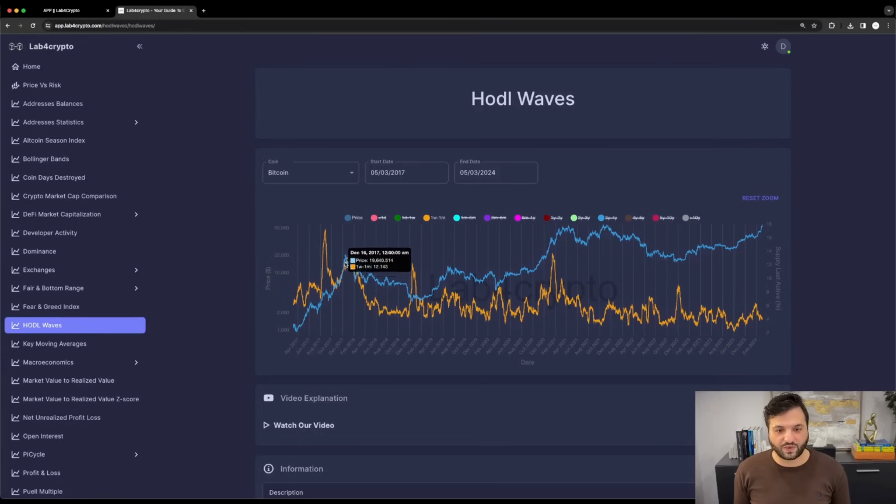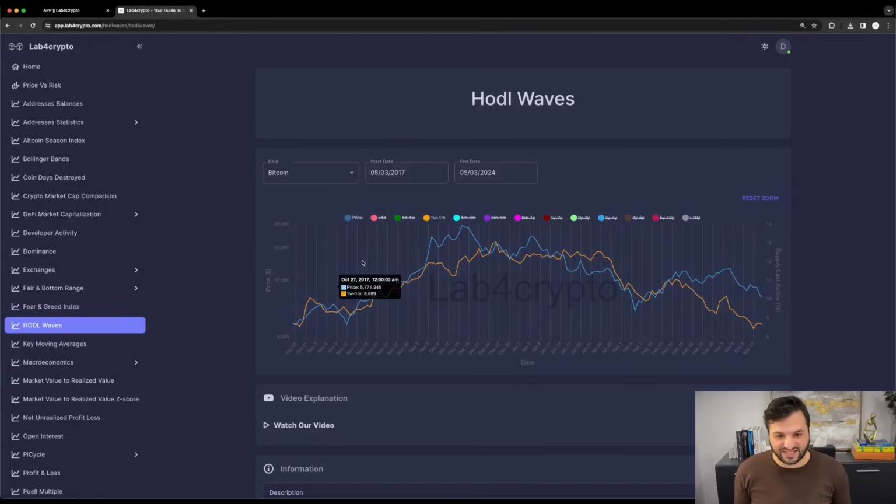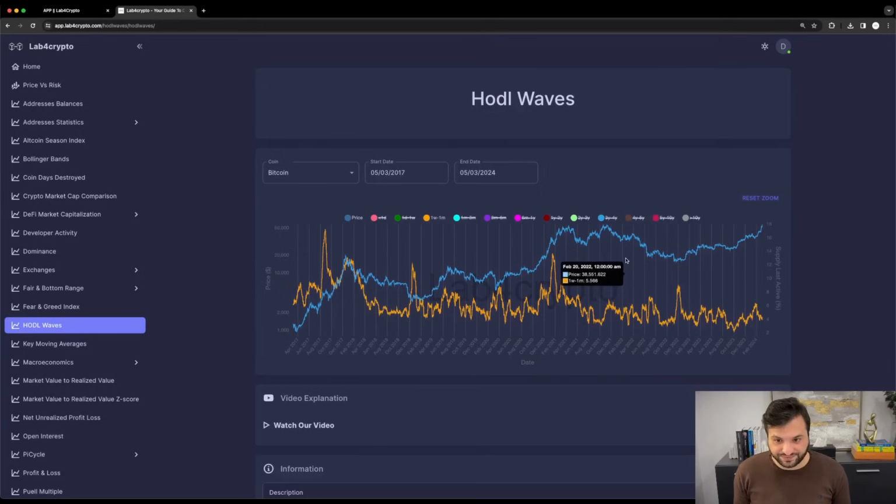For example, if we see the orange line on the previous all-time high of Bitcoin in 2017, you will see that people usually enter just before a previous all-time high, and when they see high volatility, they start to move their coins and they start to exit immediately because they're afraid. And unfortunately, in some cases, the timing is not ideal.